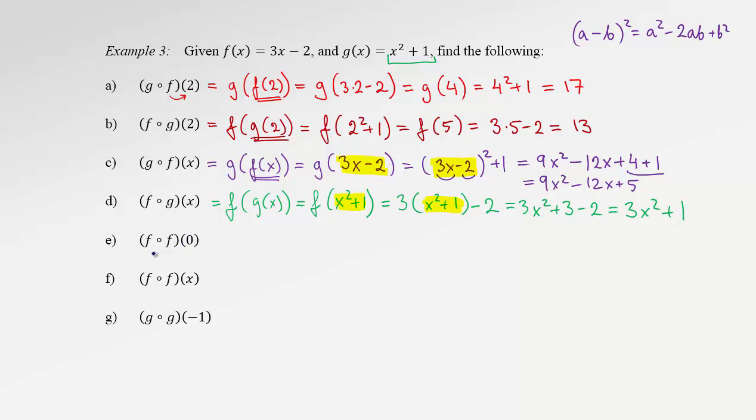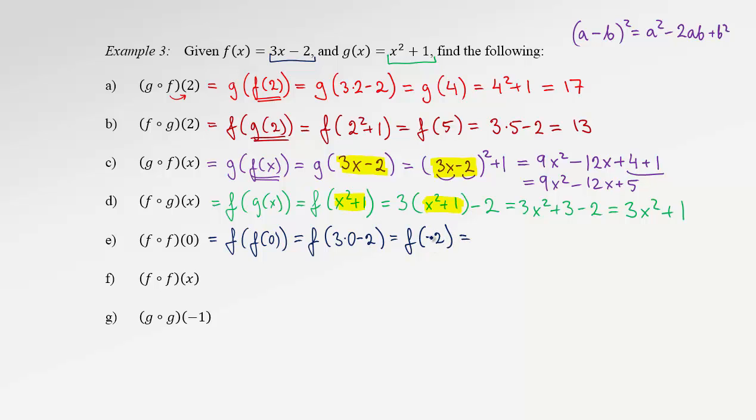Couple more examples. What is f of f of 0? Well, keep the outside f waiting till we figure out what f of 0 is. f of 0 means we need to plug in 0 into the f formula. So it's 3 times 0 minus 2, so it's negative 2.